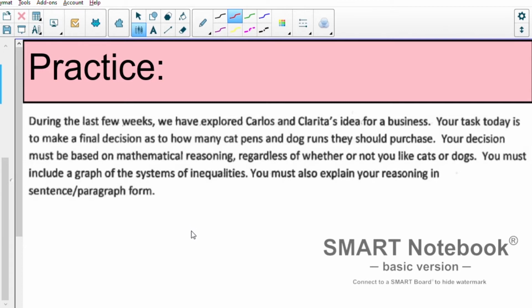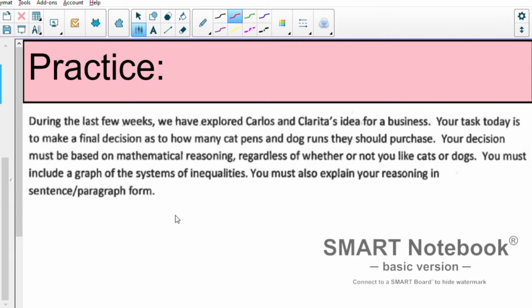So according to this description, we said we've been talking about this the last few weeks, which is not true, clearly. So today, I need to give you some background with it. We are going to help Carlos and Clarita open up a business for pet sitting. And so we need to make a decision on how many cat pens and dog runs that we need to set up with an eye toward making as much money as possible. That is our final goal with the business.